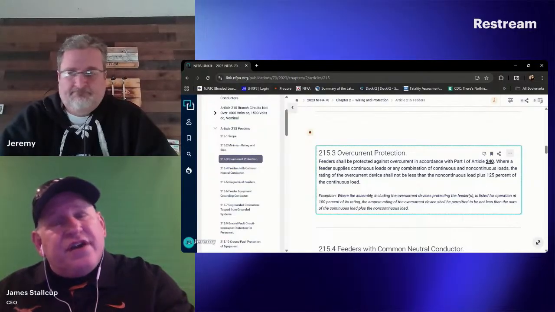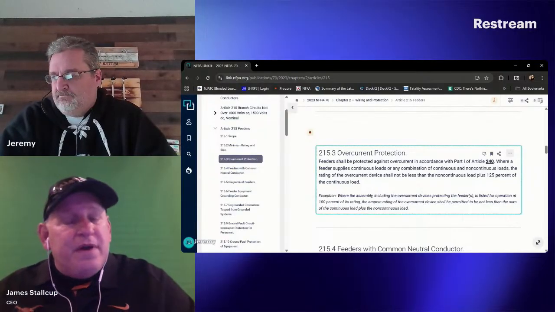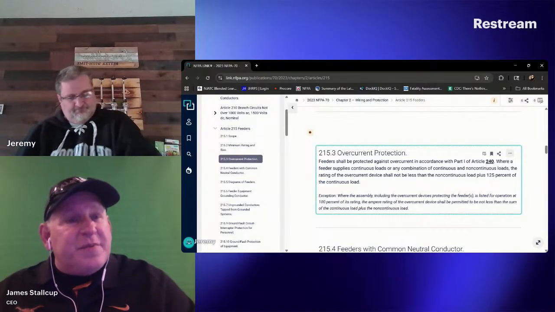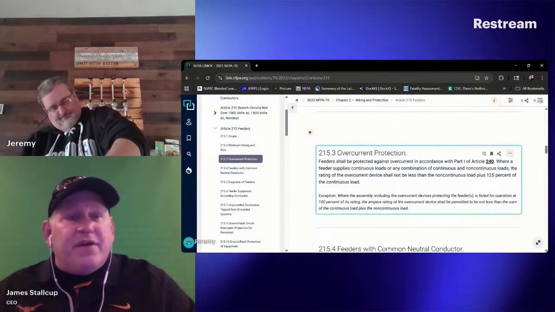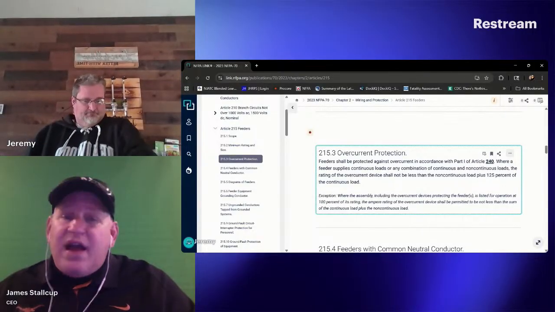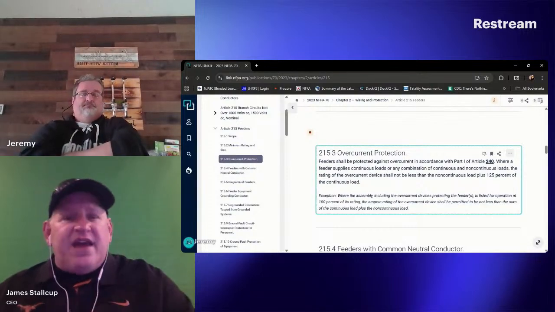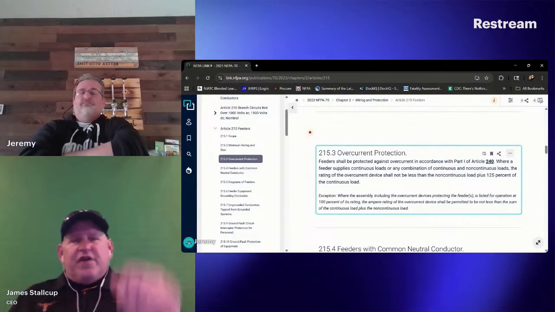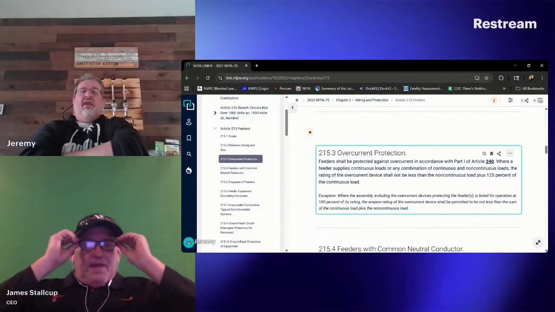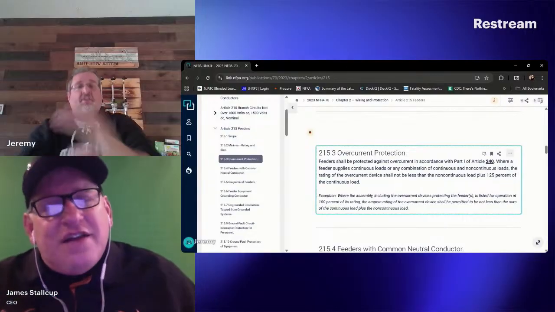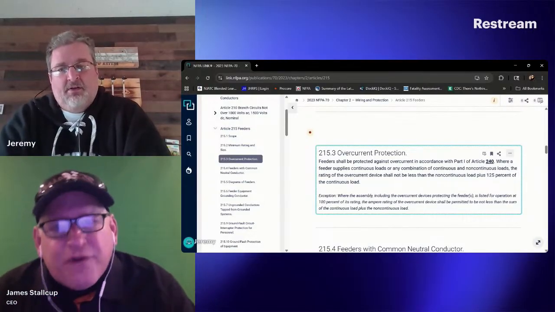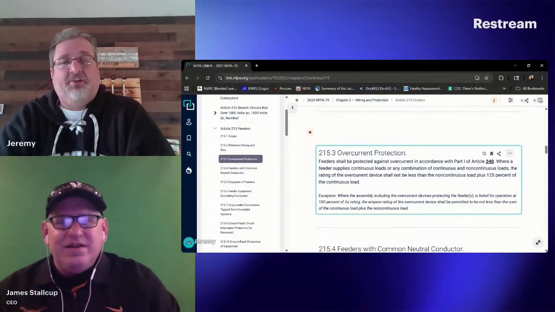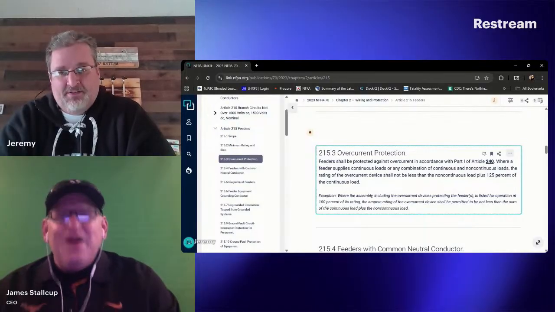It tells you in 215.3, it says go look at Article 240, Part 1, and then I look at the protection of conductors. It tells me to follow the rules that are permitted or required in 240.4A through H. And then it tells you how to size your overcurrent device based on the loads that you've already calculated. Where does it say anything about that? The name of the chapter is literally overcurrent protection. True, but where does it tell you how to size the overcurrent device based off a load in 240?